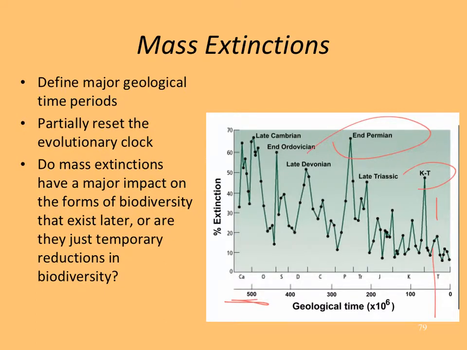What mass extinctions actually do is they kind of reset the evolutionary clock. Some taxa make it and survive the extinction event, others don't. The ones that survive are the ancestors of future taxa that then evolve. Question is, do mass extinctions have major impact on the forms of biodiversity that exist later, or are they just kind of temporary reductions in biodiversity? Well, mass extinctions can have a major impact on biodiversity because only some taxa survive and others never to be seen again.